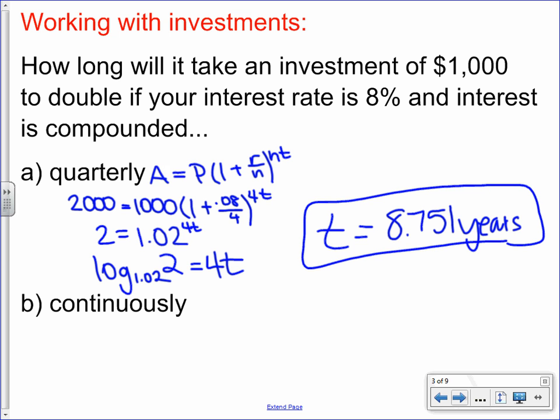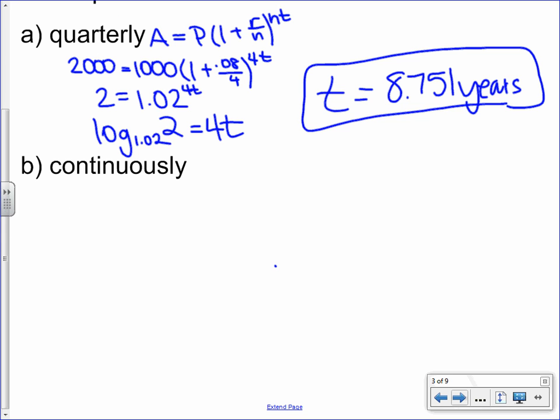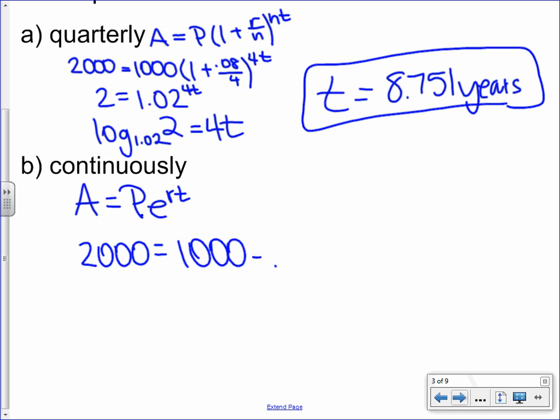Now let's talk about what if we compound continuously. Yes, we're talking about PERT. Before we calculate our time, is it going to take more or less time for our money to double? Less. We make more money the more times we're compounded in a year. So if we're compounding continuously, it should take less time to get to $2,000. So the amount was $2,000. We started with 1,000, and our rate was 0.08.